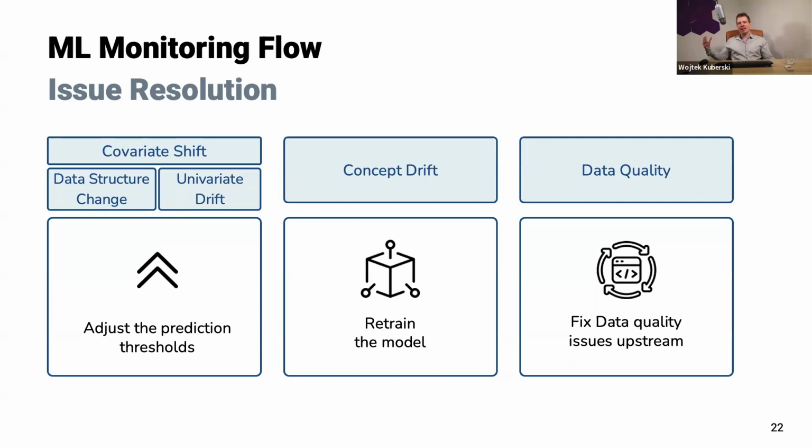You can also adjust other downstream business processes, but prediction threshold is something that generally data scientists have full control over, and they can just change it to make sure that the most important metrics stay in line. Then second part is concept drift. If we experience change in the concept that the model has learned, then we should just retrain the model.